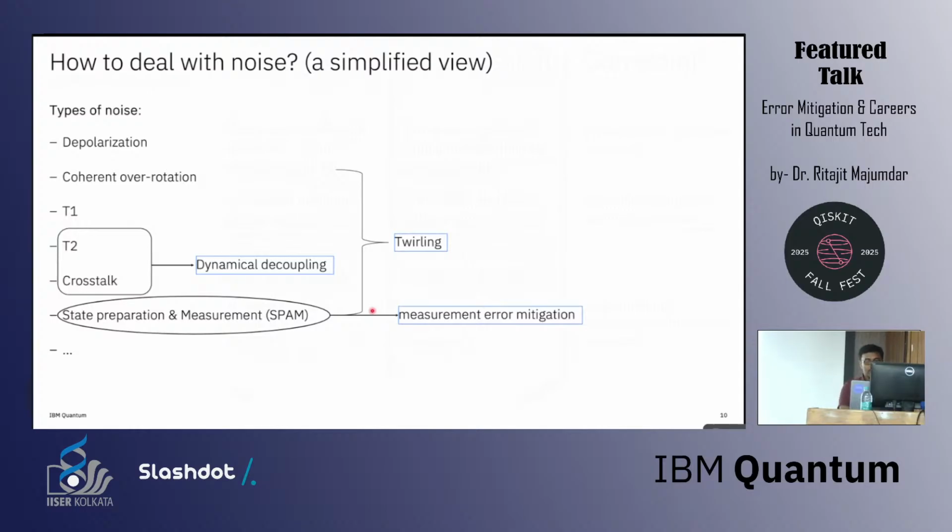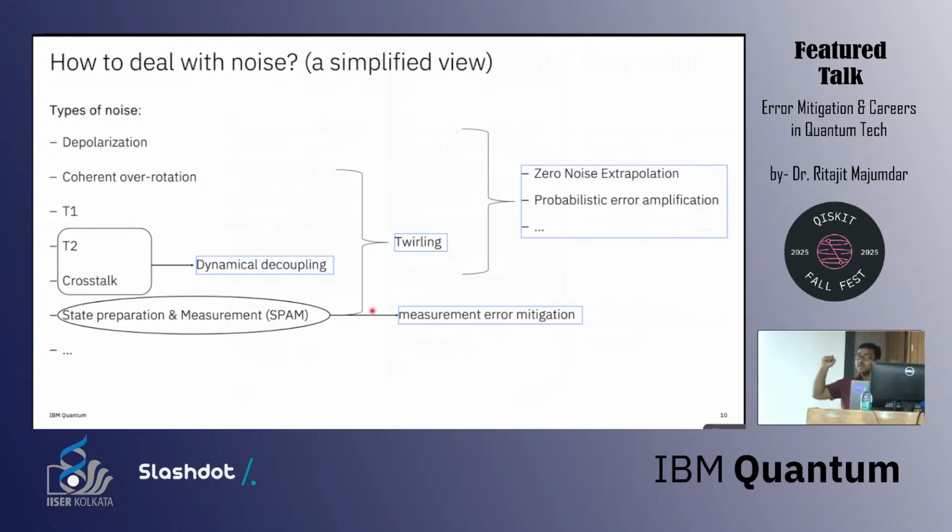On top of that, we have what we really call error mitigation: zero noise extrapolation, probabilistic error amplification, and all of these. What I intend to do today is to start from this side. We will first make some assumptions that certain things are really good, and we will start moving from here and slowly try to do away with those assumptions. That's at least the plan that I want to follow.